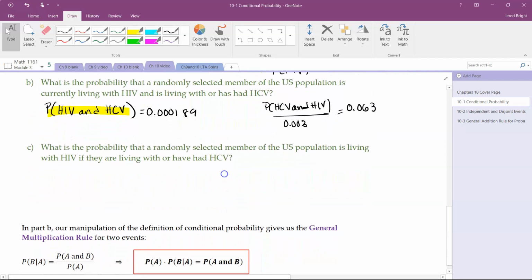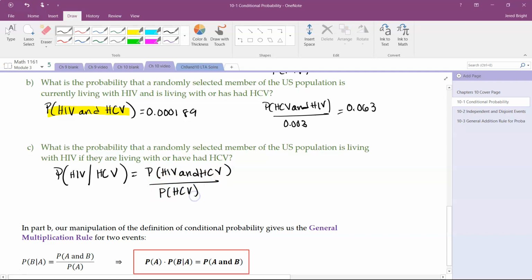Okay, and then lastly, part C: what is the probability that a randomly selected member is living with HIV if they are living with HCV? We always translate "if" as a bar for the conditional probability, because this is the condition that follows, HCV, okay? And so if I calculate this, I just use the definition: the probability of their simultaneous occurrence, HIV and HCV, all over the probability of HCV, okay? And this is where part B was really useful to find that number first.